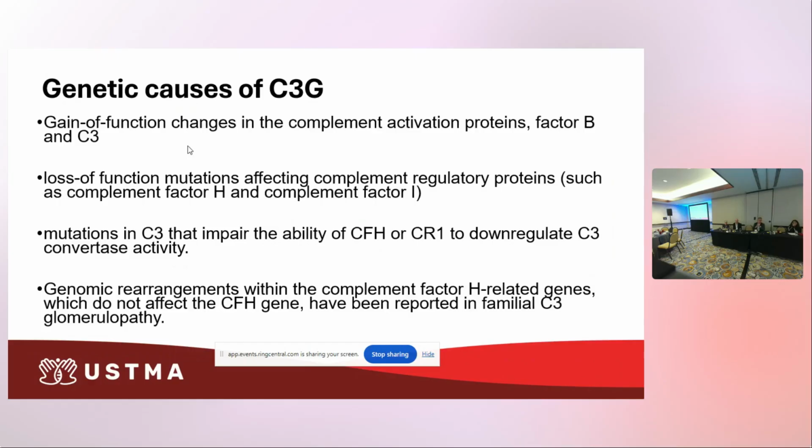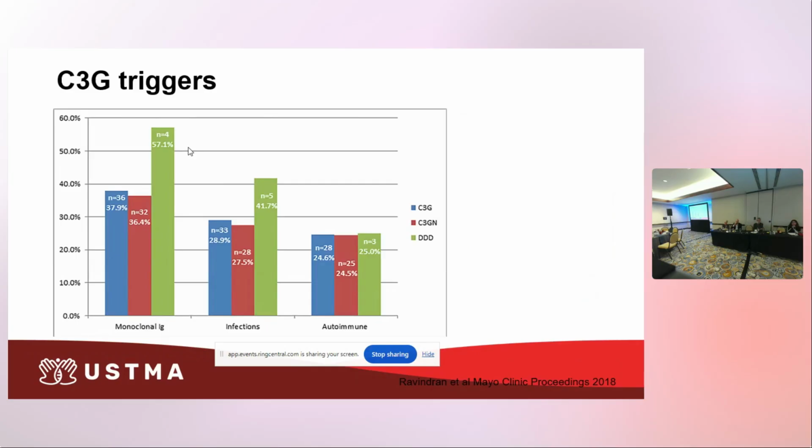So the negative regulators of the complement pathway will lose function, such as complement factor H and complement factor I that I showed earlier. Mutations in C3 will impair the ability of complement factor H or CR1 to downregulate the C3 convertase activity. So that's one kind of genetic mutation. And then genomic rearrangements within the complement factor H related genes that don't affect the CFH gene have also been reported in familial C3 glomerulopathy.